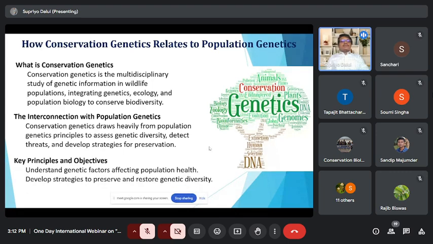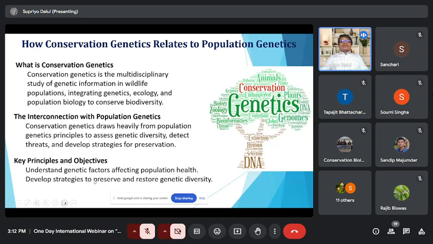So the key principles and objectives of conservation genetics are to understand the genetic factors affecting population health, and to develop strategies to preserve and restore genetic diversity. To understand the genetic factors affecting population health means, what are the genetic factors? That can be genetic diversity, whether the population is suffering from homozygosity or inbreeding depression, or whether there is any kind of vulnerability towards wildlife diseases in nature. These genetic factors which can affect population health in nature, we can assess with the help of conservation genetics.